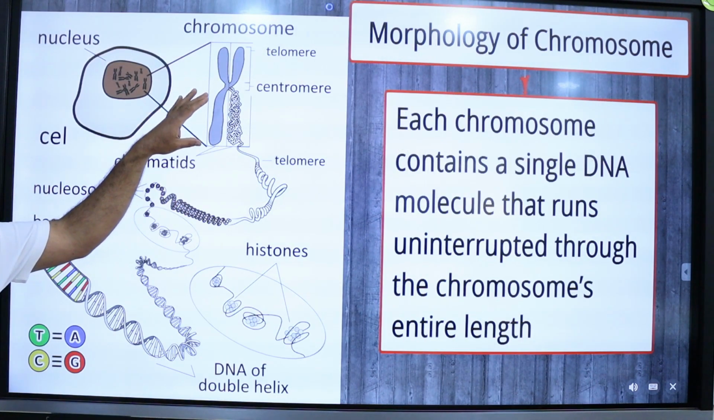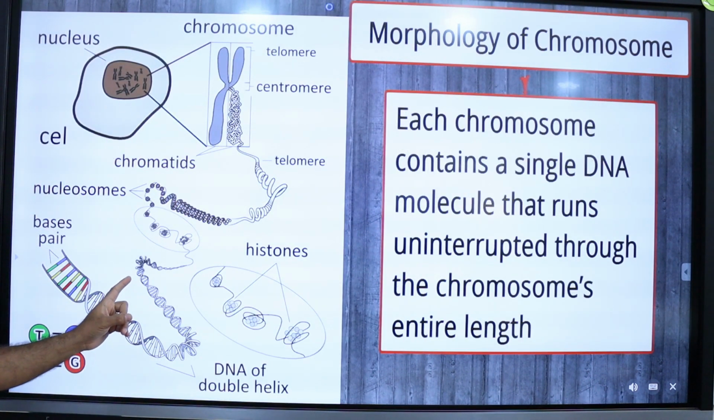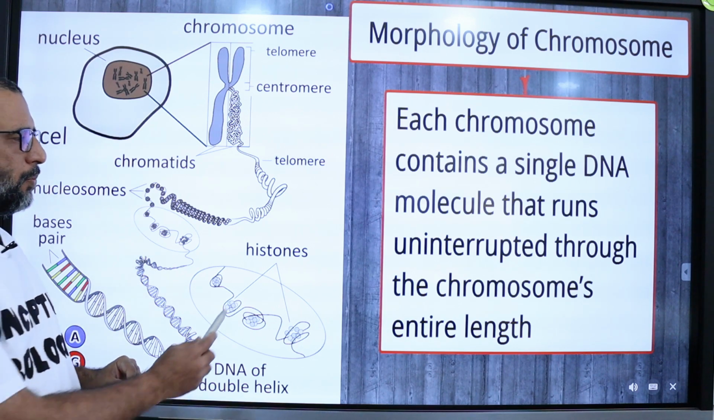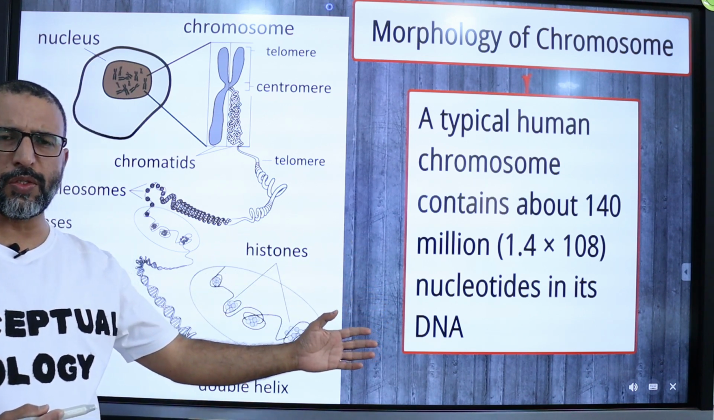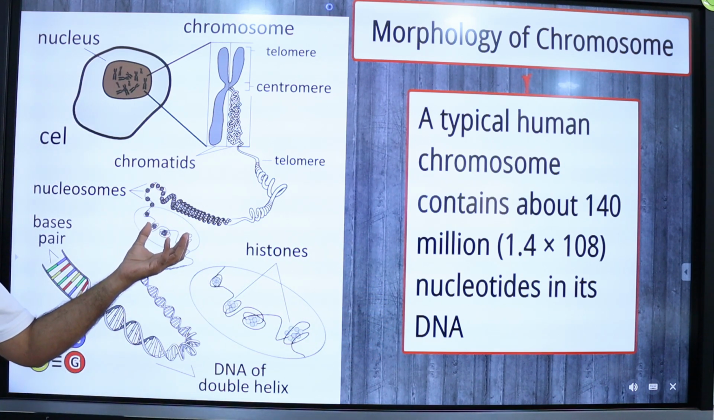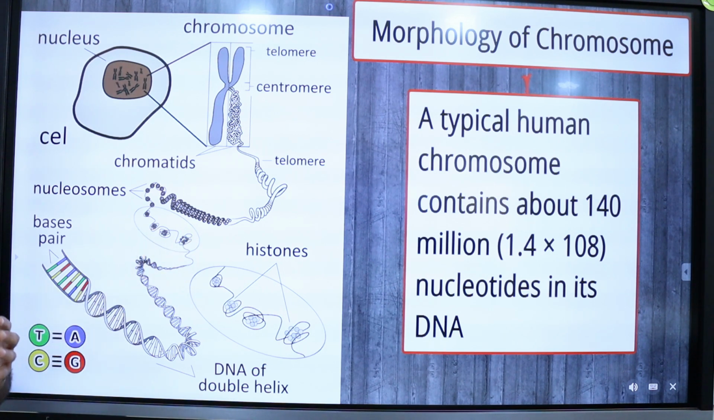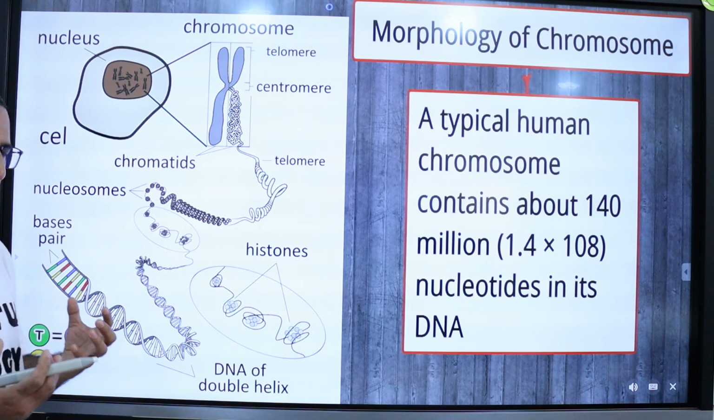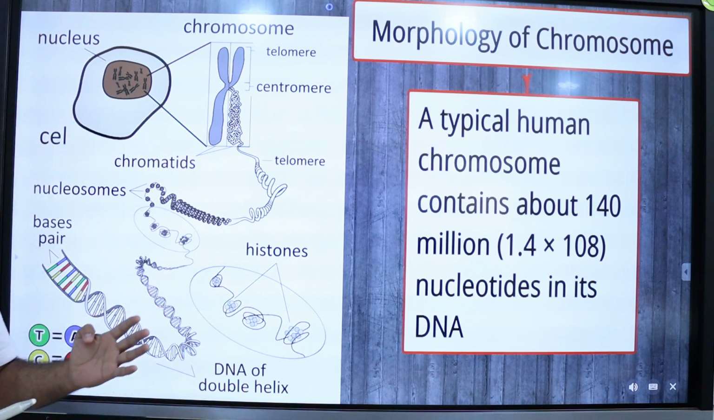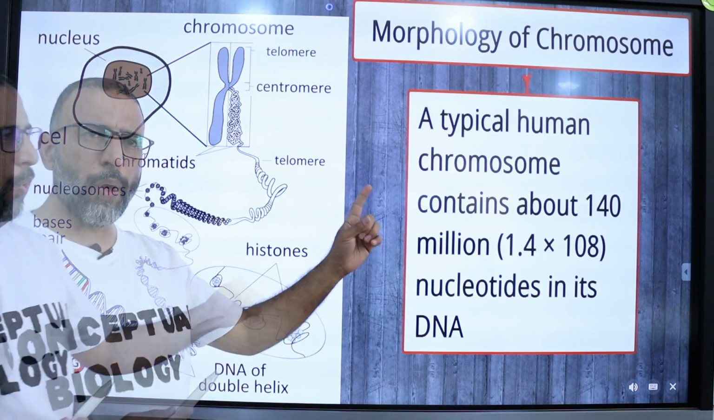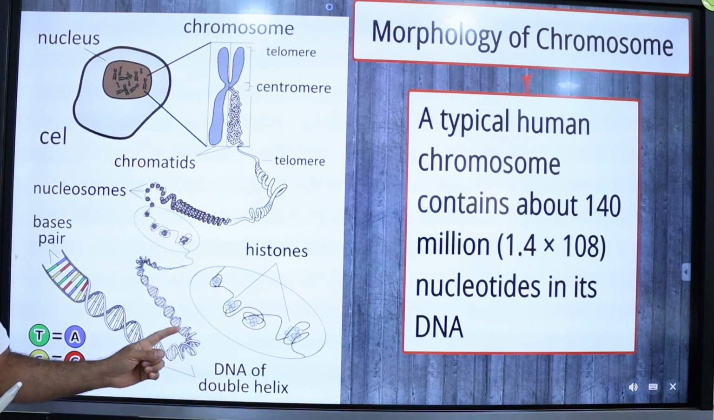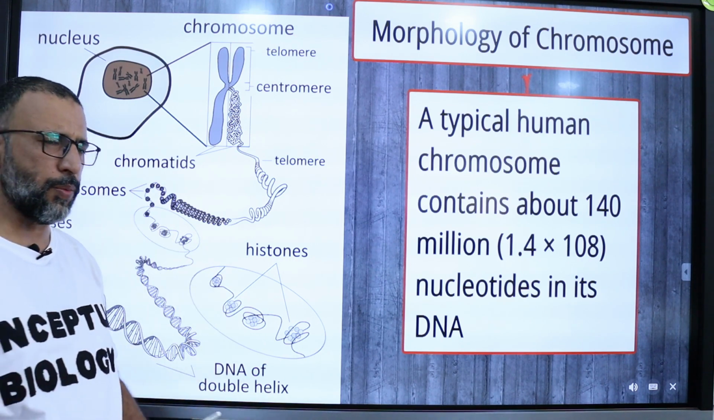Each chromosome contains a single DNA molecule which runs uninterrupted through the entire length of chromosome. A typical chromosome contains 140 million nucleotides in its DNA. DNA is made up of nucleotides, and nucleotides are the monomers because they are basic repeating units. There are 4 types of nucleotides, that is adenine, guanine, cytosine and thymine, and 140 million nucleotides are present in the DNA of a single chromosome.